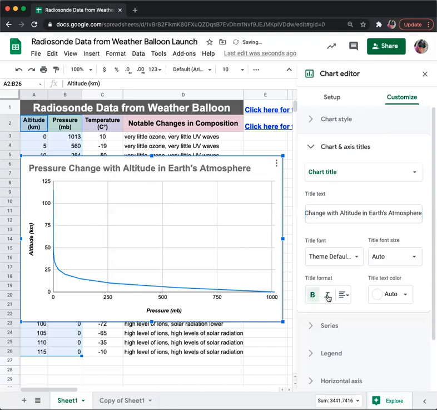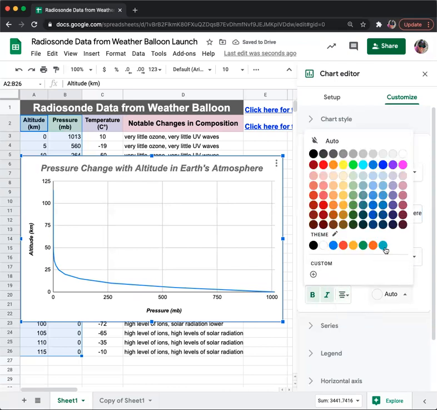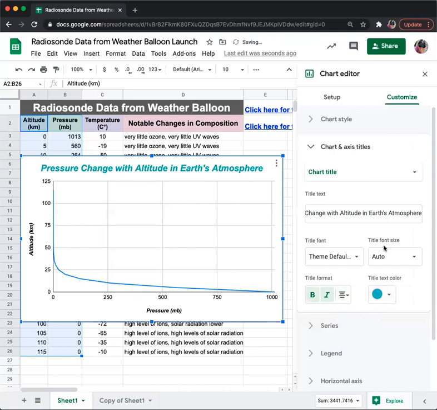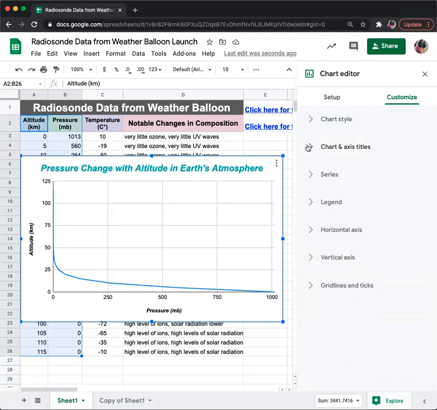Now, again, I like to bold and italicize. I'm actually going to center this bad boy. And I'm a big fan of changing the title color, just to make it pop a little bit. Again, that's not something you have to do, but it is something you could do. So that is our chart and axis titles.